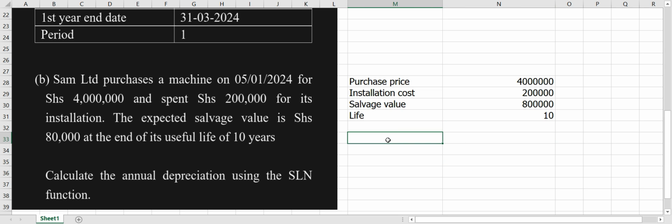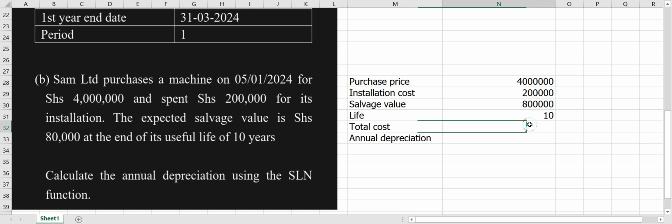So what's the depreciation? The annual depreciation using the SLN function. But before that, we have to first get the total cost of this machine, and total cost will equal the purchase price plus the installation cost, giving you that. So your annual depreciation, use the SLN function.